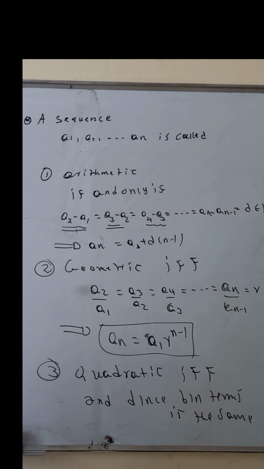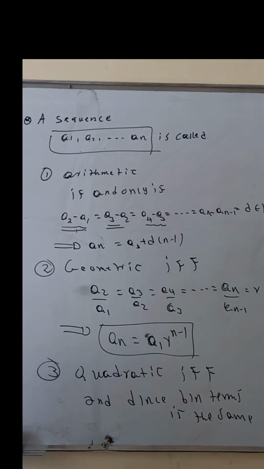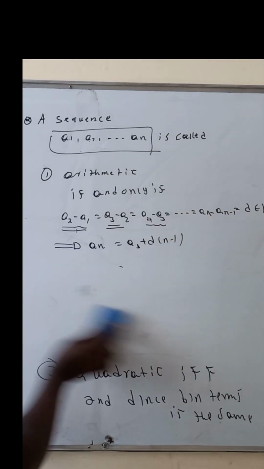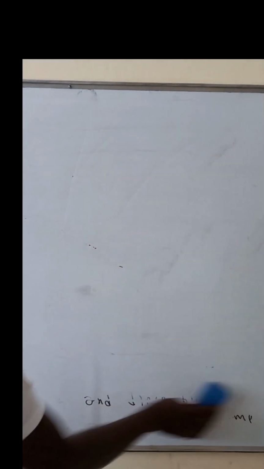So you have to know how we are going to describe an arbitrary sequence. This one is arithmetic, geometric, or quadratic. Let me give you simple examples to explain how we are going to say whether the following sequences are geometric, arithmetic, or something like that.